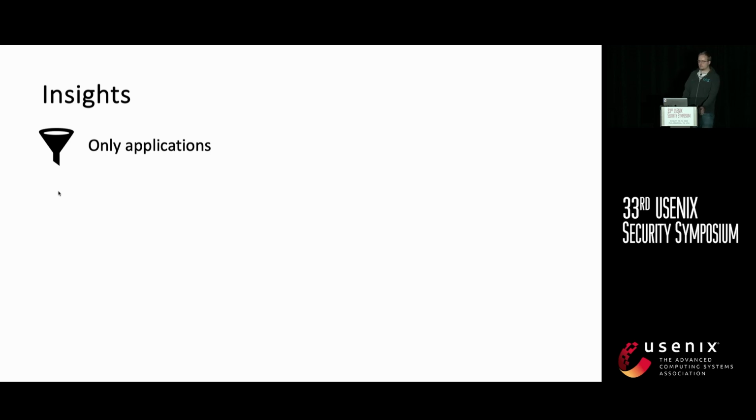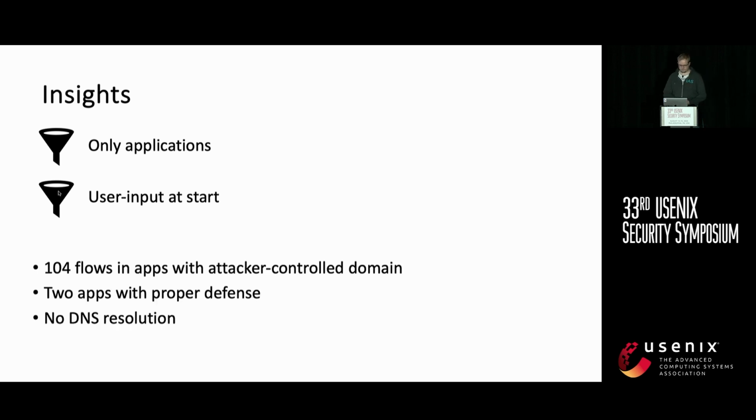As our results and insights, as a first step, we filtered only for those findings that are in actual applications, and not, for example, CTF challenges and applications that are vulnerable by design, which are a lot on GitHub. And we filtered for those data flows where the user input or the attacker input is at the start, because only then does the attacker have full control over the URL. We found 104 flows and applications where the domain is attacker controlled, so they're vulnerable. And we found 2 applications with the proper defense. Both of them are doing allow-listing. And we haven't found an application that is using DNS resolution, which is required to do a safe deny-list-based approach.